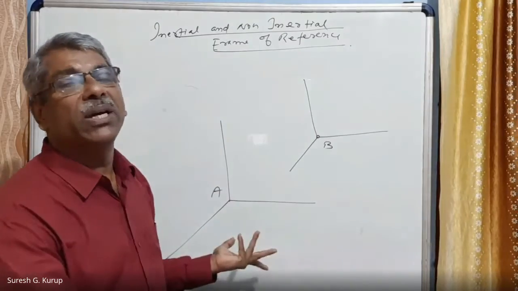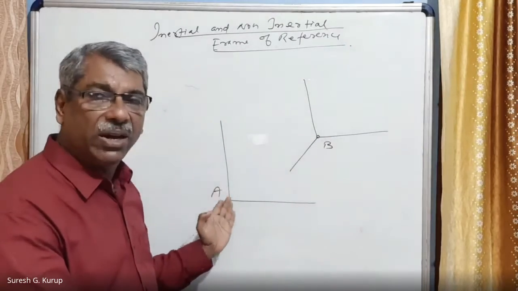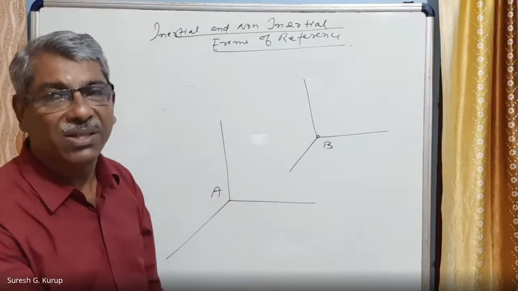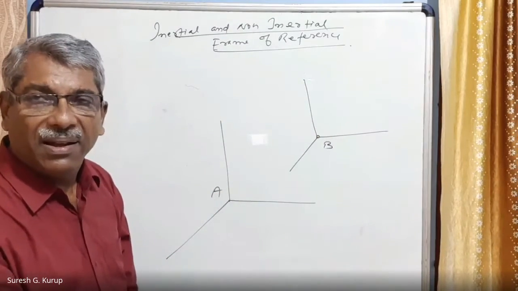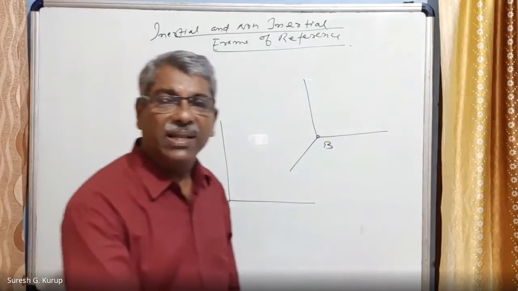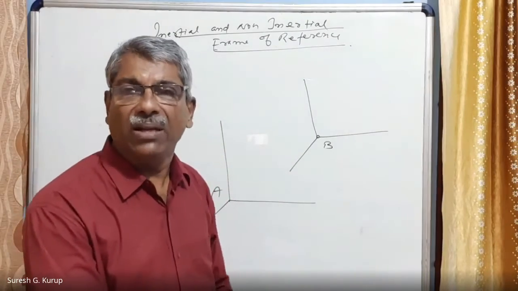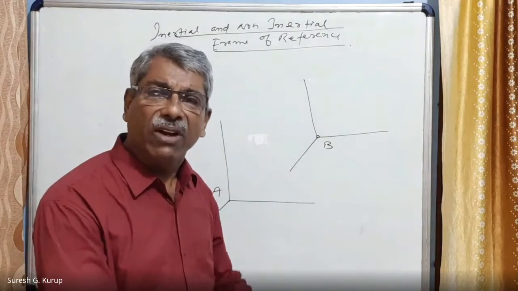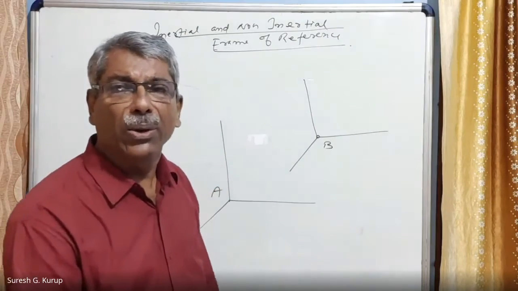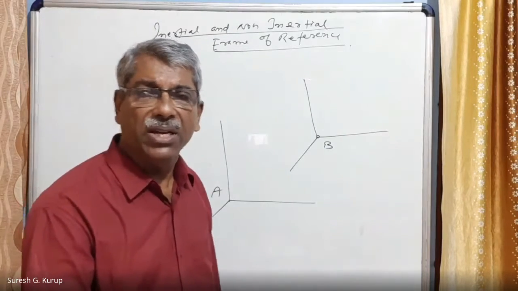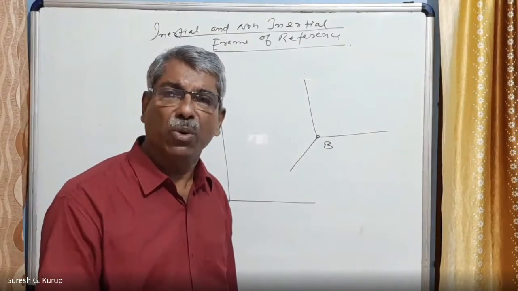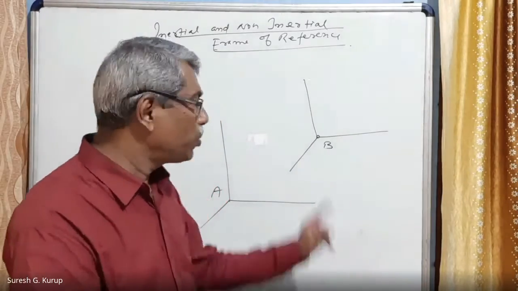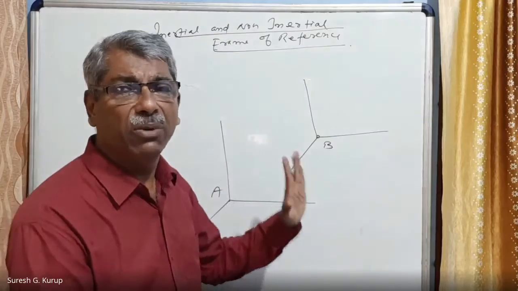Whether he thinks about this or A thinks about B, both think that the bodies are moving with uniform velocity, right? But in both cases, they understand the fact that both are not getting accelerated. Non-accelerated frames of reference are called inertial frames of reference. In an inertial frame of reference, Newton's laws of motion hold good. We can apply Newton's laws of motion in the case of inertial frames of reference.